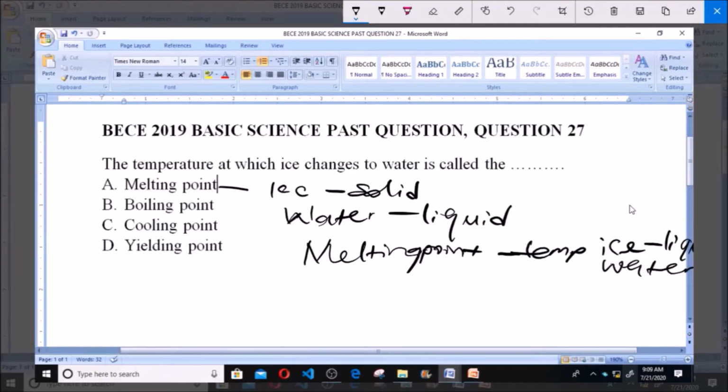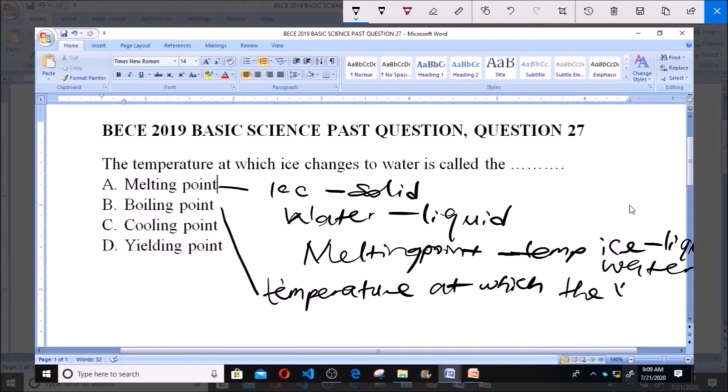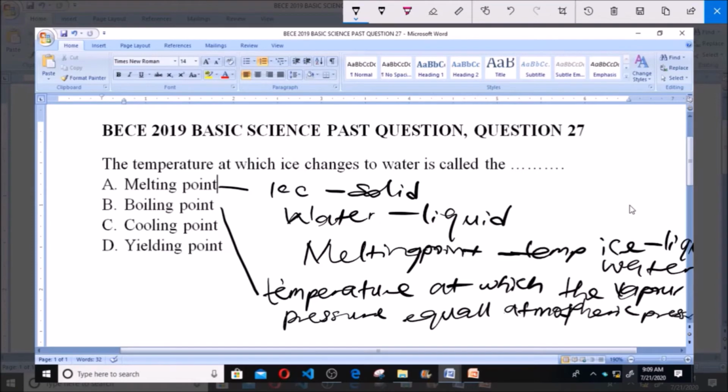Now on the other hand, boiling point is the temperature at which the vapor pressure equals the atmospheric pressure. Remember, when you are boiling water, the vapor pressure of the water begins to increase. The temperature at which this vapor pressure equals the atmospheric pressure, that's the pressure of the surrounding, we call that the boiling point.